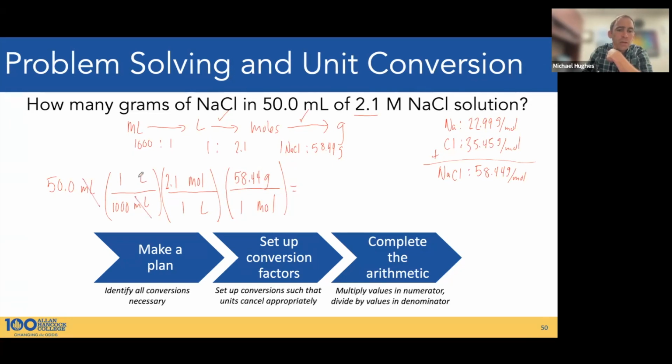And all of these things are ratios of 1. Milliliters cancel with milliliters, liters cancel with liters, and moles cancel with moles. So we're going to take 50 and divide by 1,000, then multiply by 2.1, then multiply by 58.44, and I get, with 3 significant figures, 6.14 grams of sodium chloride.